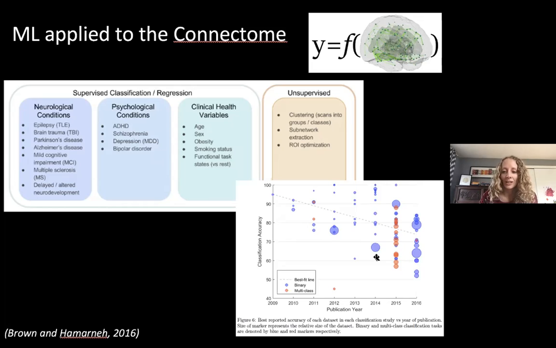But trying to use machine learning to either help clinical predictions or diagnosis or uncover underlying mechanisms within the population. And then there's this kind of interesting figure that I like to show that shows publication year and classification accuracy. And as you can see, it's kind of decreasing, but a lot of that is due to the sample size. So the radius of these spheres is the sample size. And as you get larger samples, your classification accuracy can sometimes suffer because you have less overfitting.